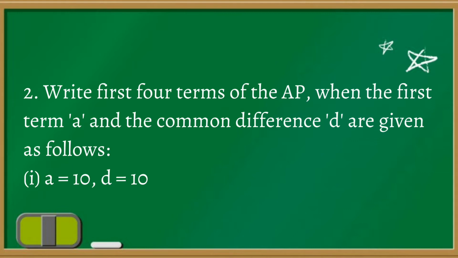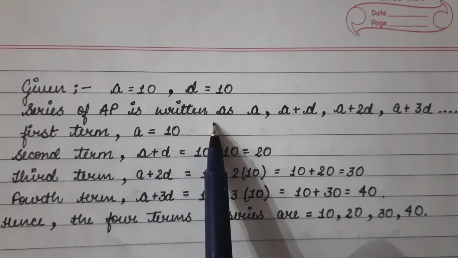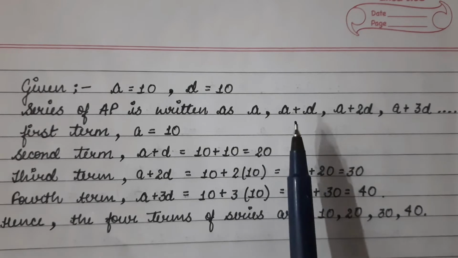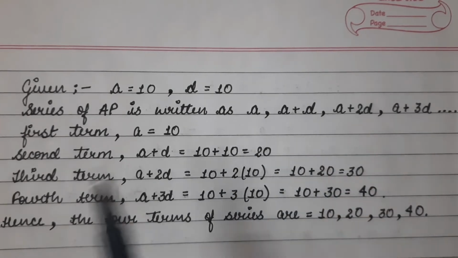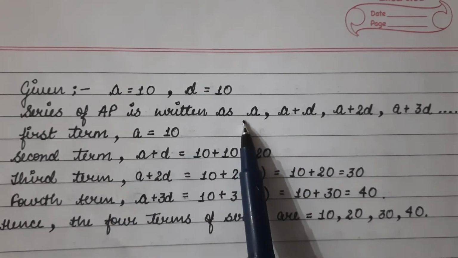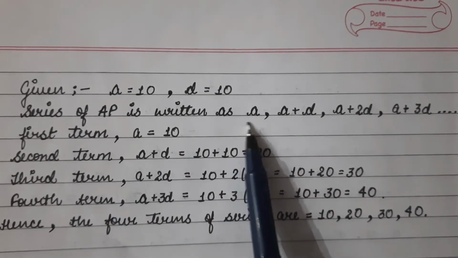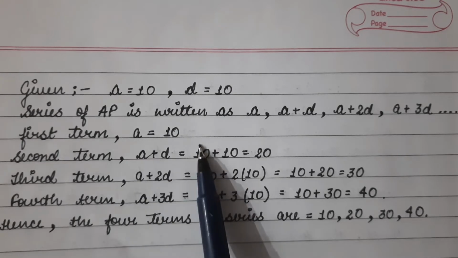So the first question: it is given that A is equal to 10 and D is also 10. Students, in mathematics the series of an AP is written as A plus D, A plus 2D, A plus 3D and so on. So the first term is generally A. See here, we have written the series like this. The first term is A and it is given in the question that it is 10. So the first term is 10.